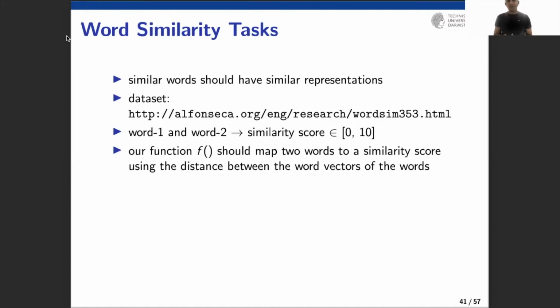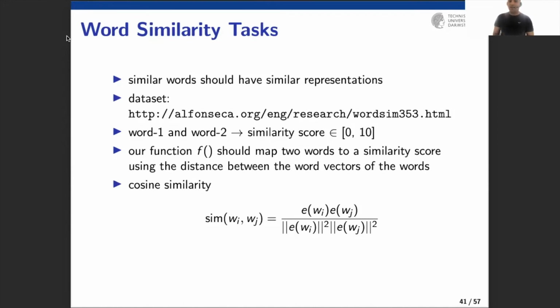Okay, so we need a function f that maps two words to a similarity score. But how can we calculate this similarity score? We can represent these two words by their word embeddings, and then we use the cosine similarity between these two word vectors as a proxy for the similarity of these two words in a language. So we say that the similarity between wi and wj, meaning the input words, is equal to the cosine similarity between their word embeddings. All right.